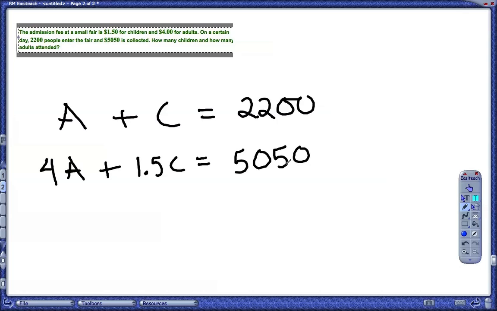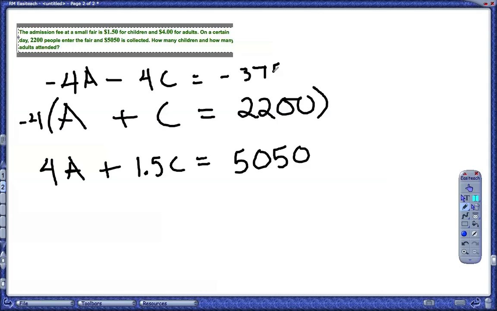So now it's just a matter of elimination or substitution. I'm going to do elimination. If you think substitution is easier, then by all means please do that. So I'm going to multiply this top equation by -4. That would give me -4a minus 4c, and it would equal -3,750.